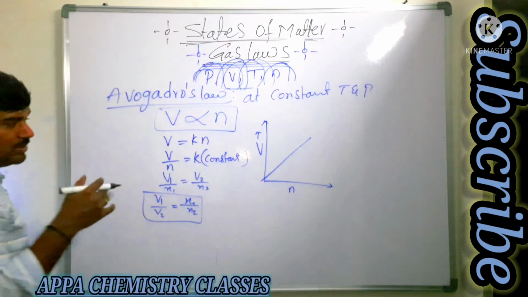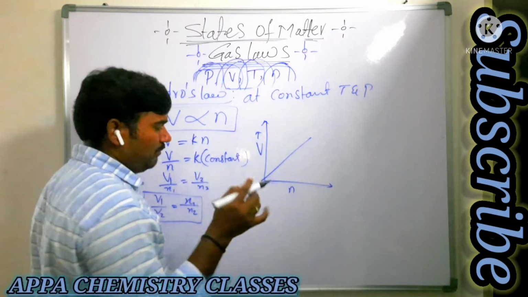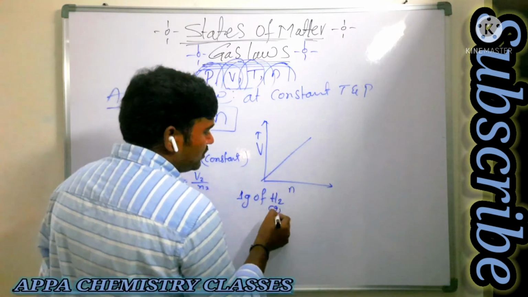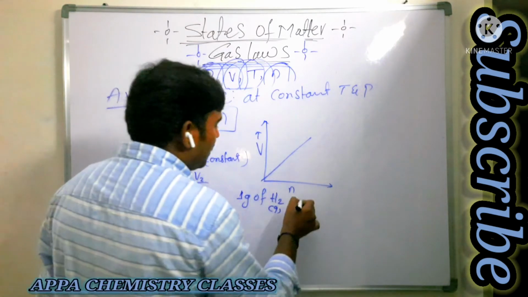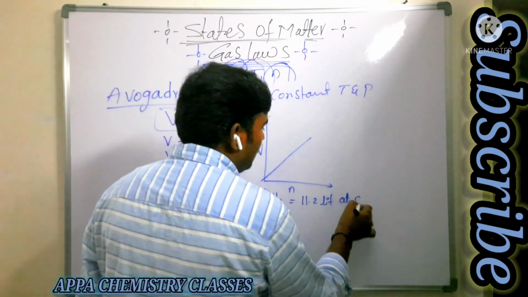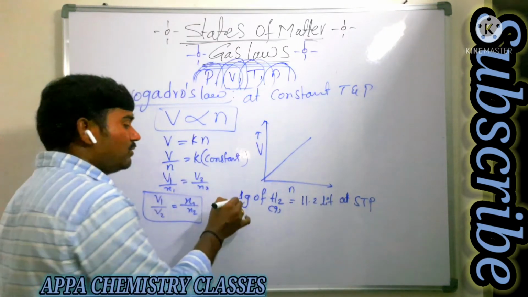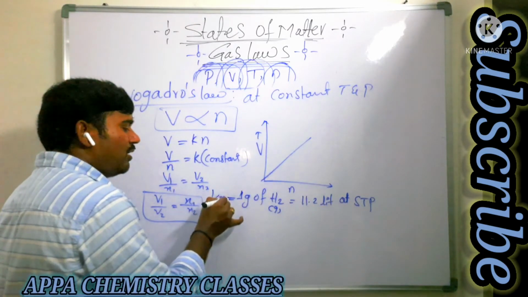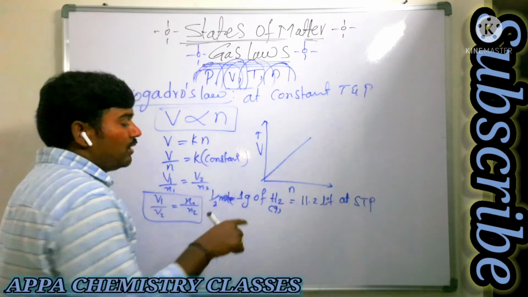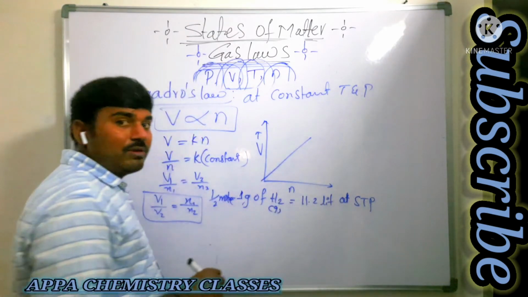Now, equal volumes of all gases contain an equal number of molecules. For example, 1 gram of hydrogen gas occupies how much volume at STP? 11.2 liters. 2 grams is 1 gram molecular weight, 1 mole. Here they have taken 1 gram, so that is half a mole. Half a mole of hydrogen occupies 11.2 liters.